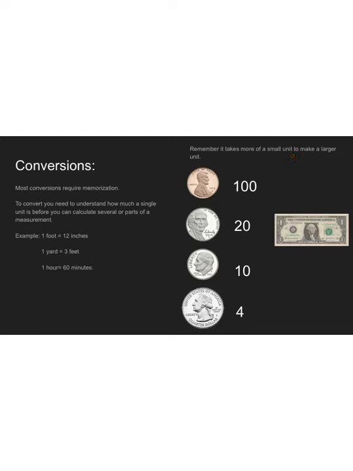So for example, it takes 100 pennies to make this dollar, 20 nickels because they're 5 cents, 10 dimes because they're a little bit larger again, so I need less of them to make this dollar, and quarters being the largest denomination, I only need 4 to make a dollar. So the smaller the unit is, the more of them I need to make a larger unit. And you're going to see that reflected as you do conversions, that the numbers are going to get quite a bit bigger or quite a bit smaller.